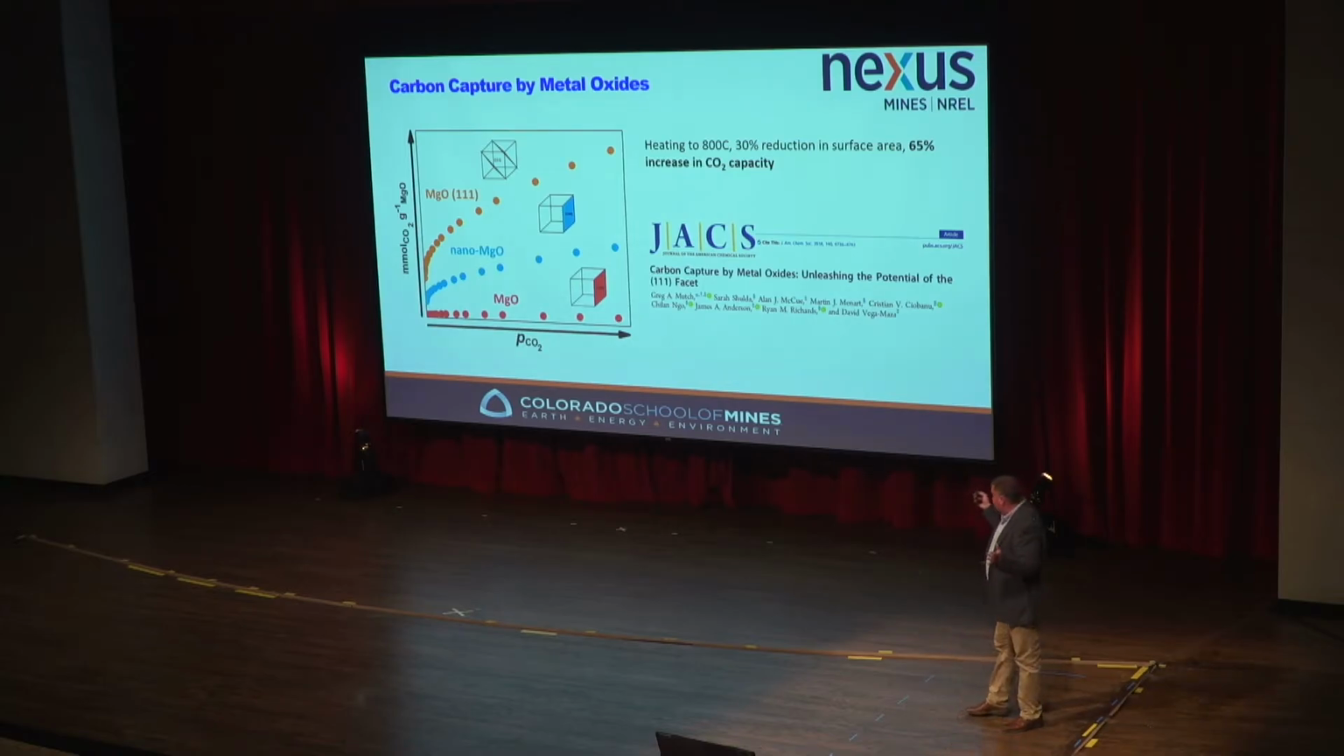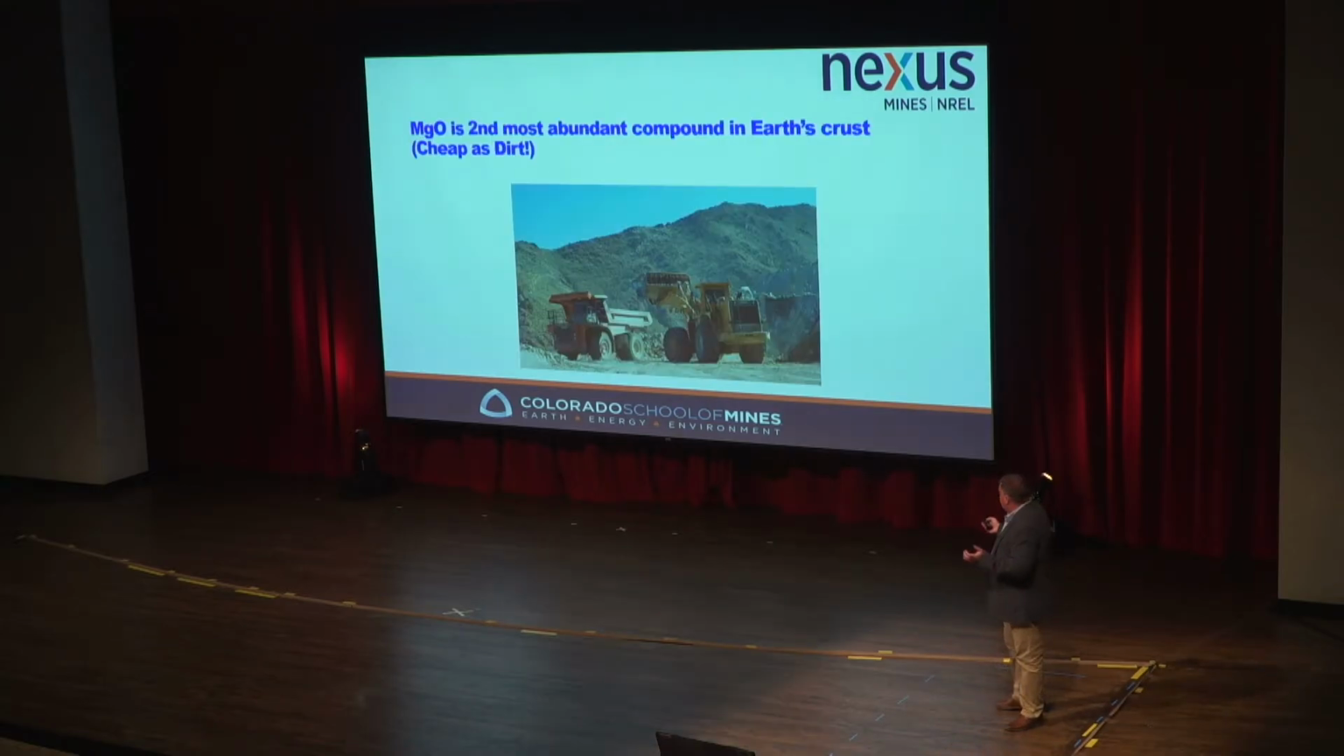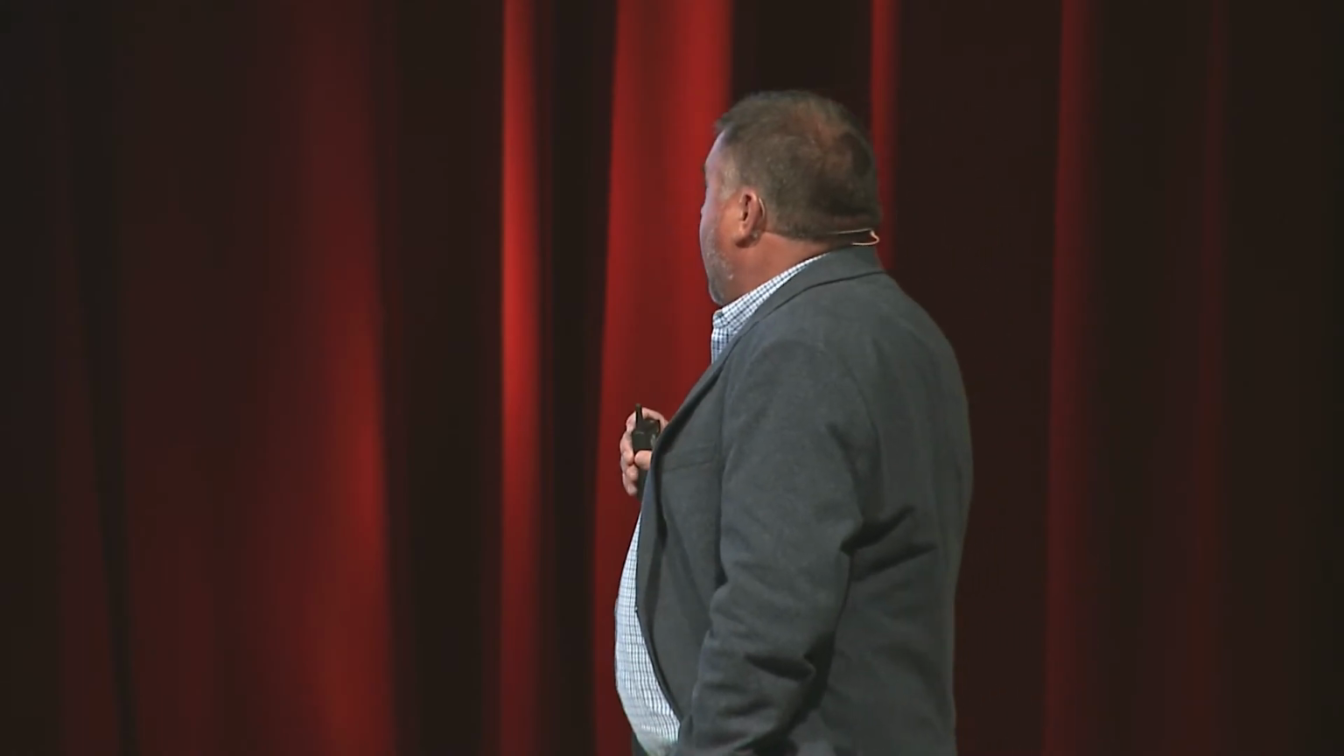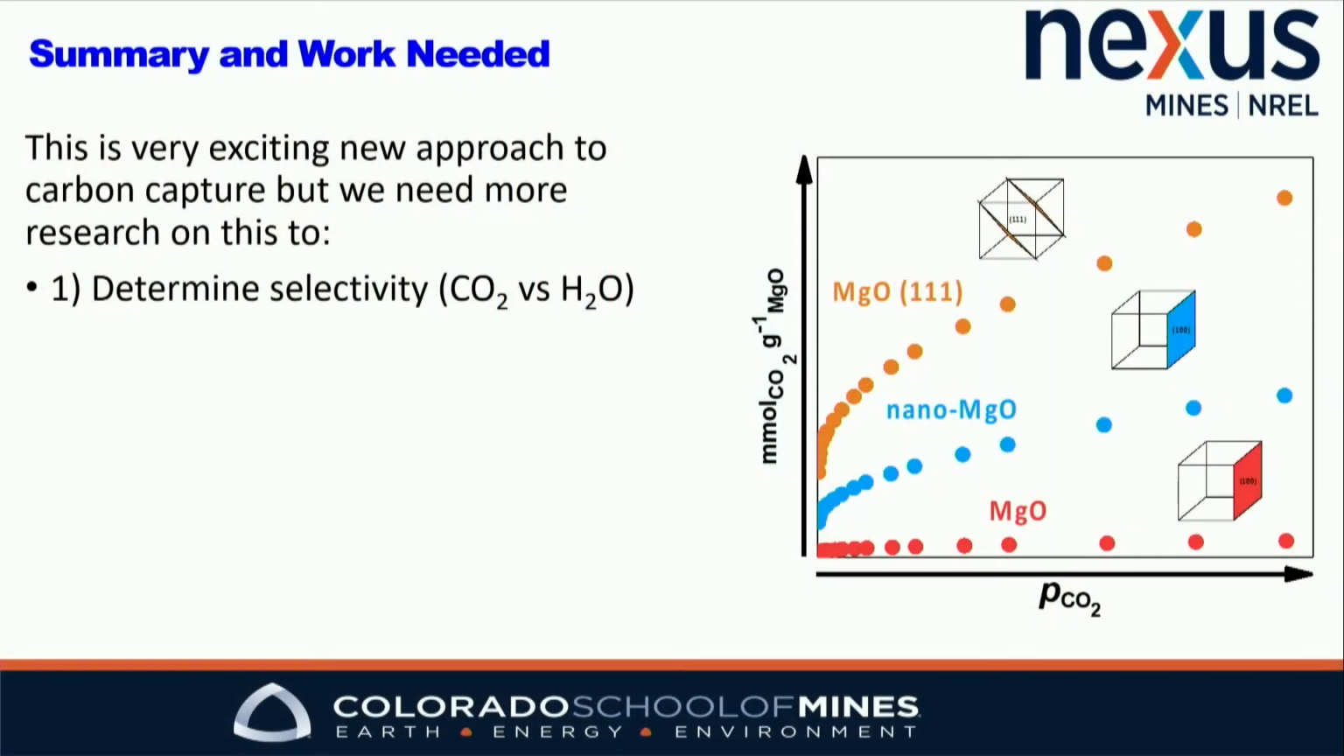So this is really exciting because we have stuff which is, magnesium oxide is the second most abundant compound in the Earth's crust. It is literally as cheap as dirt. And now, through alternating temperatures and partial pressures and the amounts of hydration present, we can get CO2 uptake. So this is exciting. This opens up a whole discussion with a whole number of questions that we need to answer. So we need to hire a whole bunch of graduate students and have them come and look.